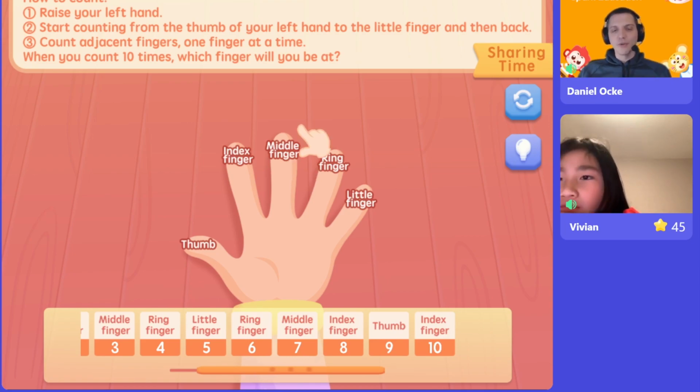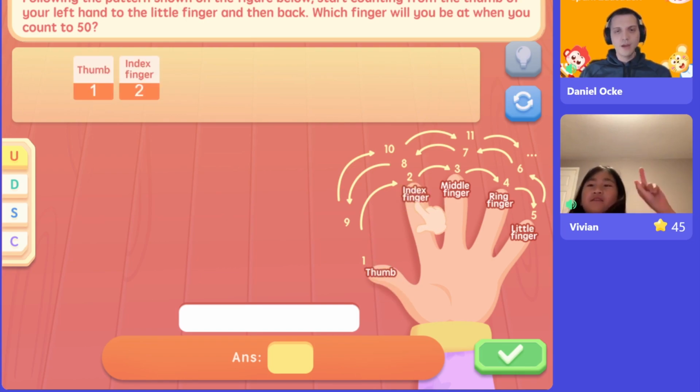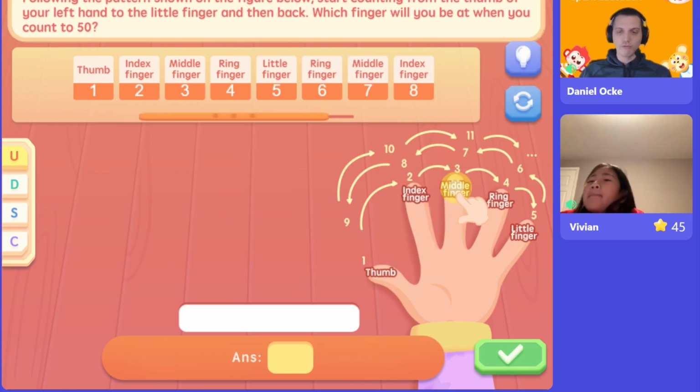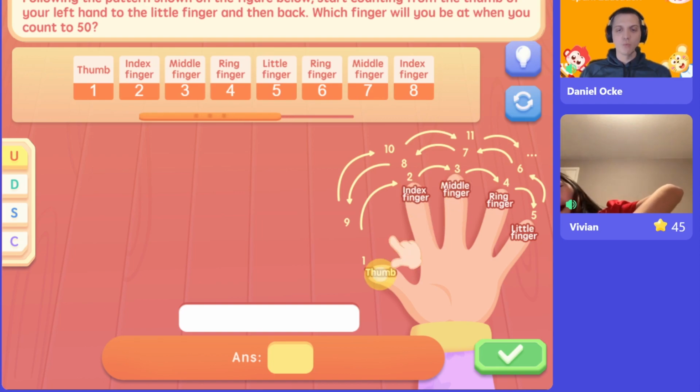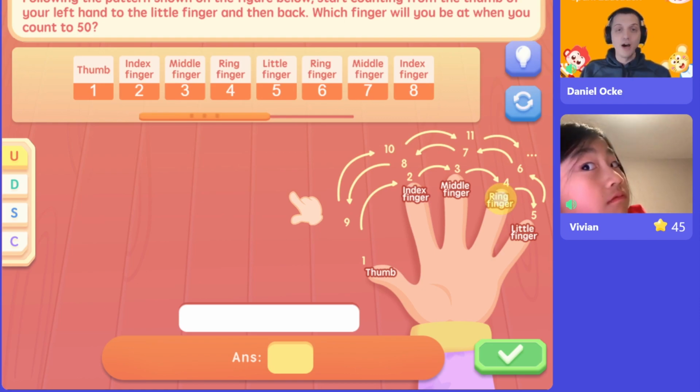So that's the kind of problem we're going to look at real quick. The first question we were going to look at, following the pattern. Same pattern we just talked about. We're going to start at our thumb, index finger, middle finger, ring finger, little finger, and then back the way through, over and over again. As we work our way forward and backwards, we're going to create this pattern again. We want to know which finger we are going to be at when we count to 50. Again, we don't want to waste all our time counting 50 times on our fingers.